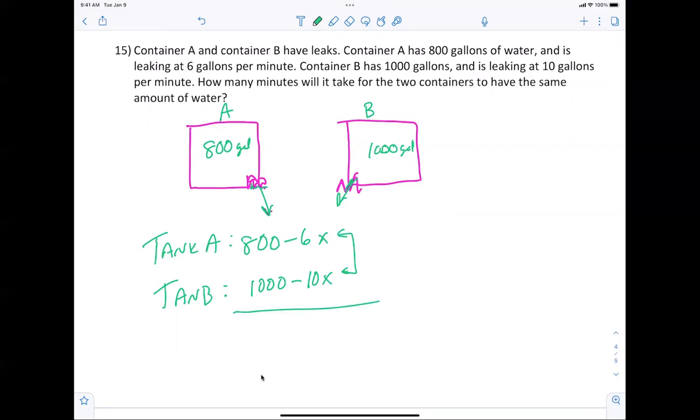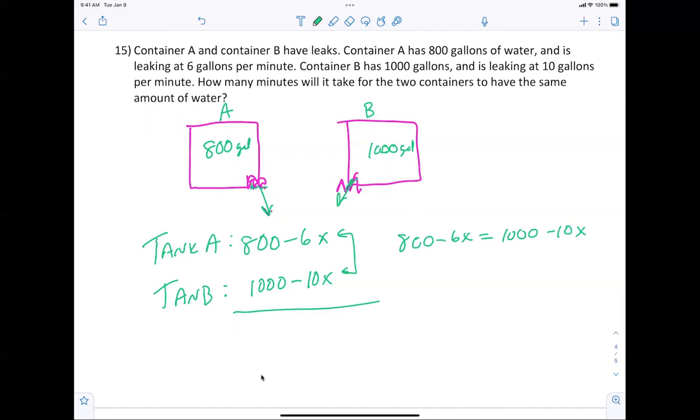You want to know, this is tank A and tank B. You want to know when the tanks are what? The same. What is same? What does same in math mean? Equal. That's right. So we're going to do 800 minus 6X equals 1000 minus 10X.